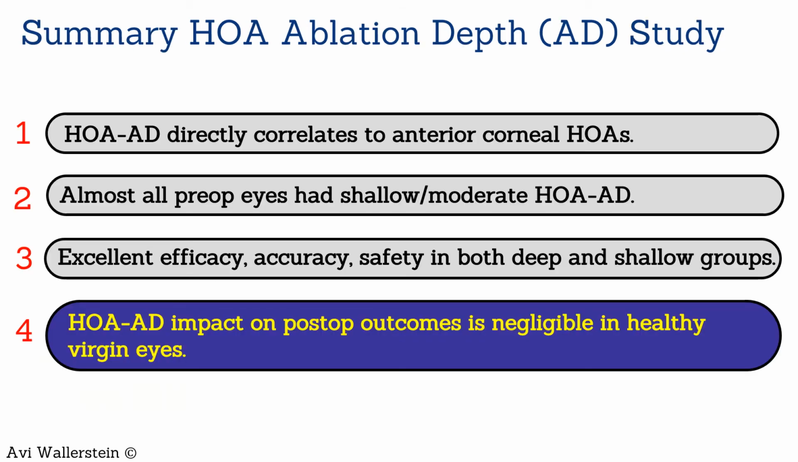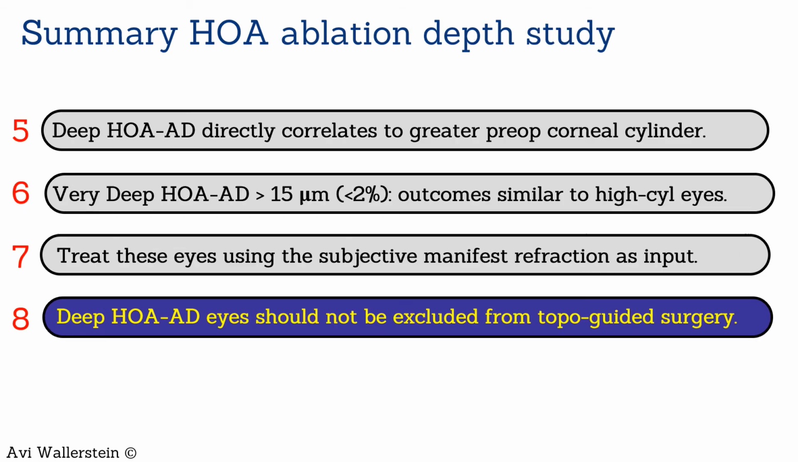In summary, HOA ablation depth directly correlates to anterior corneal HOAs. Almost all pre-op eyes had shallow to moderate HOA ablation depth with excellent efficacy, accuracy, and safety in both deep and shallow groups, and its impact on outcomes is negligible in healthy eyes. Deep HOA ablation depth directly correlates to greater pre-op cylinder. Very deep eyes showed lesser outcomes but were similar to what is seen with higher pre-op cyl.